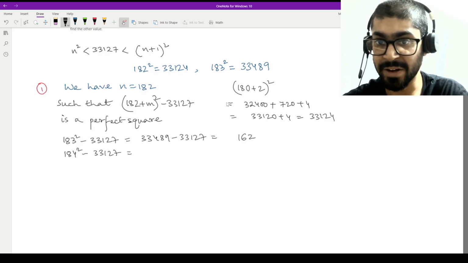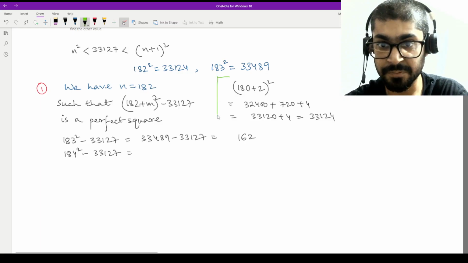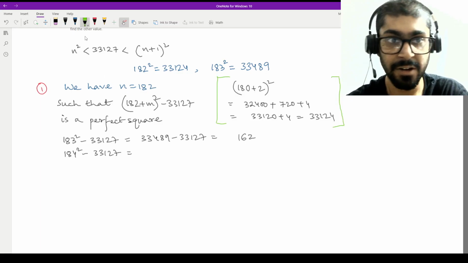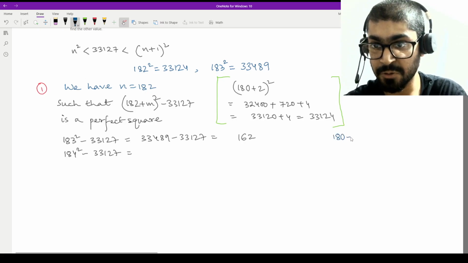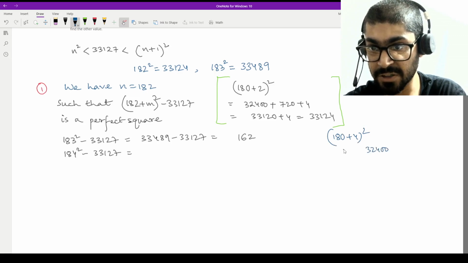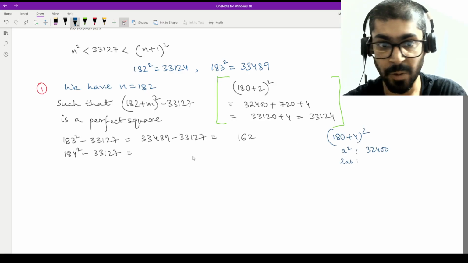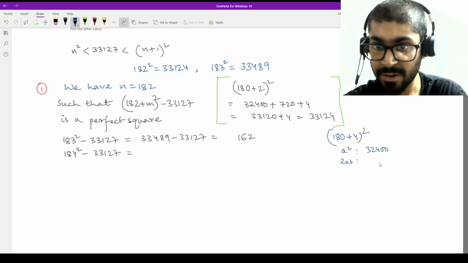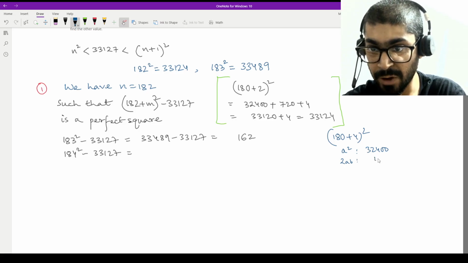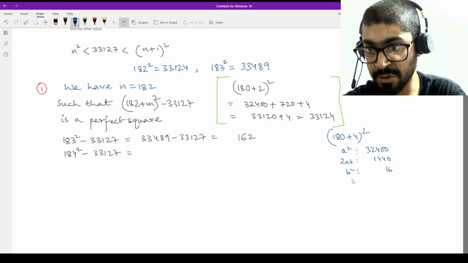Now 184 square, you can calculate it like this, right? Let us do it so that you have an exercise in how to do it. So (180 plus 4) whole square, that would give you 32400. This is the a square term, right? Then the 2ab term would give you 180 into 4 is 720, so 720 into 2 will be 1440. Alright, the b square term will be 16, right? So if we add these up, I'll get 33856.